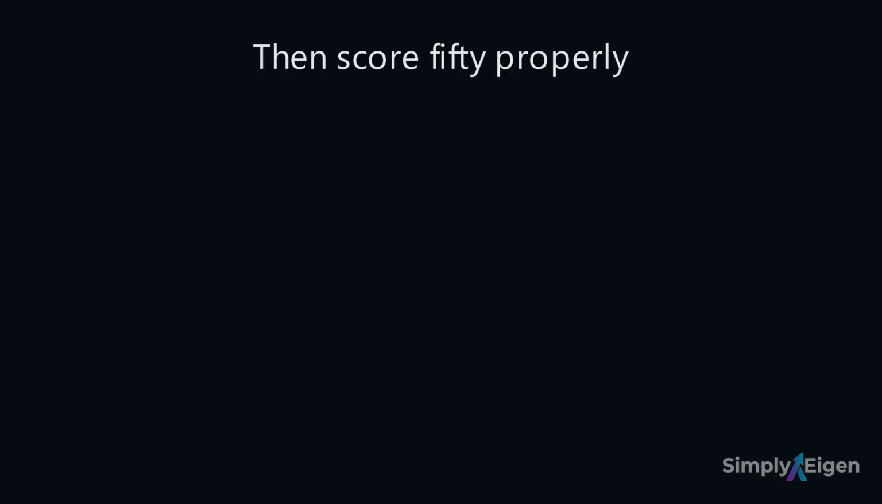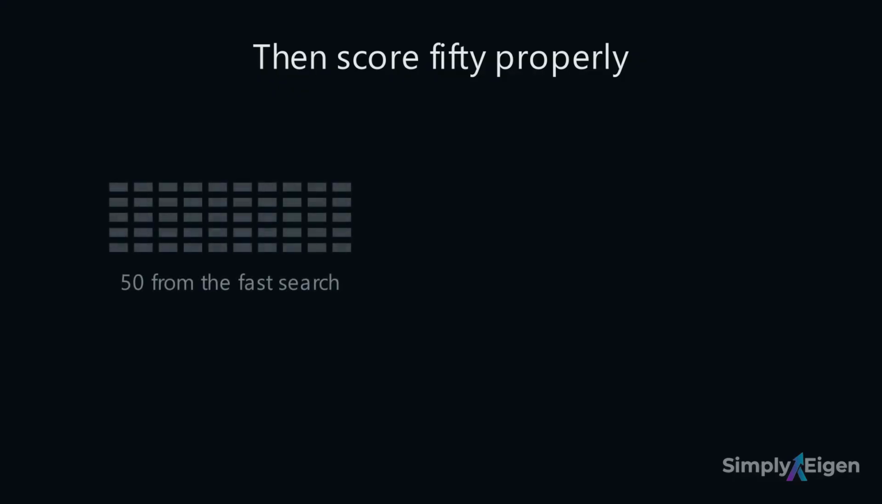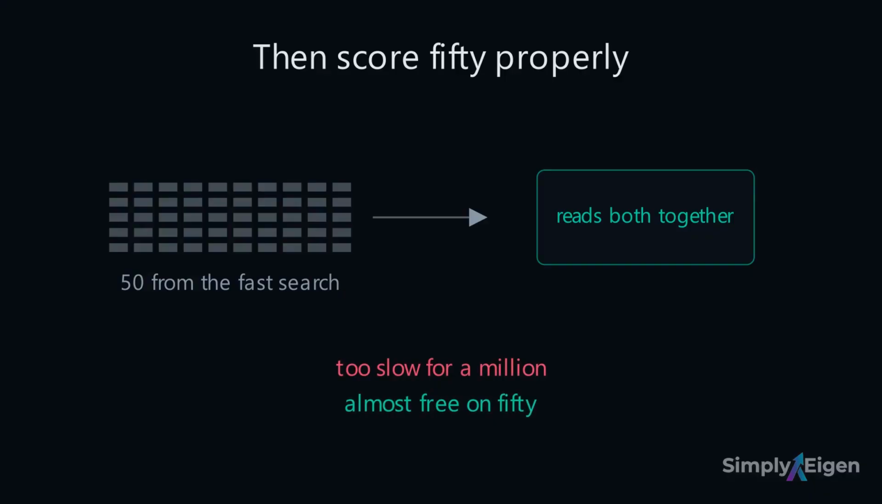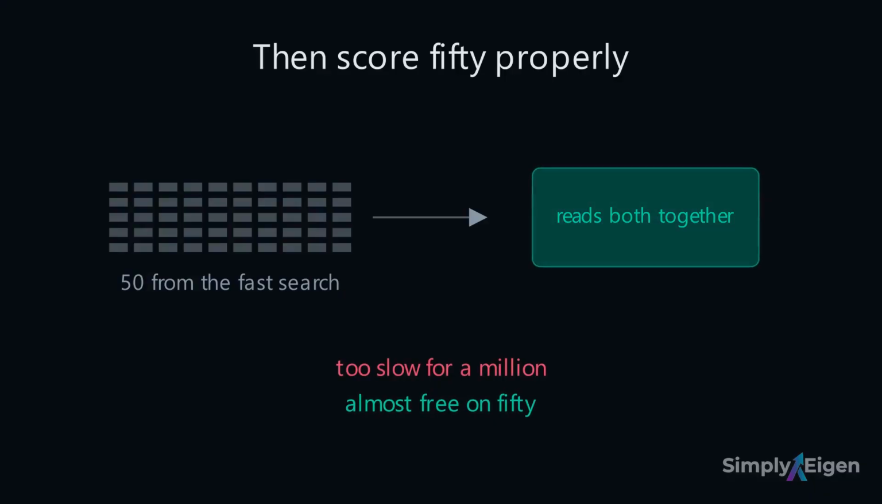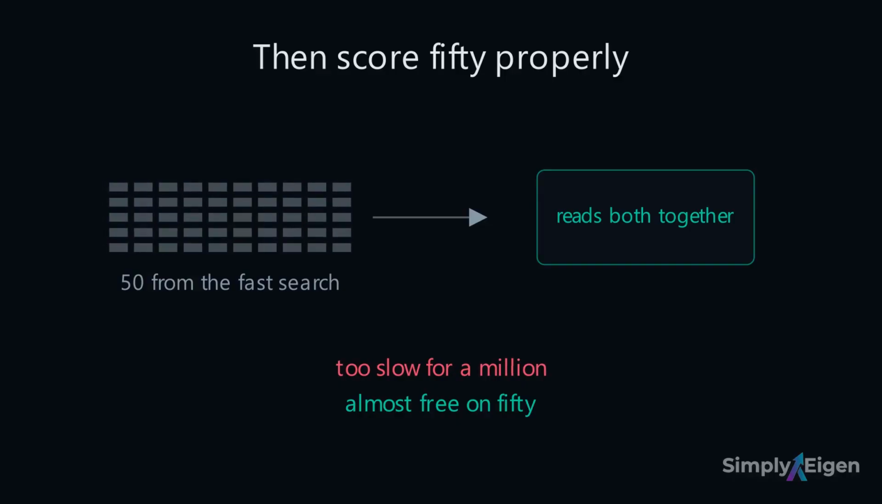And because everything so far has been approximate, most serious systems add one honest step at the end. Take the 50 passages the fast search returned and score those 50 properly, with a second model that reads the question and the passage together, rather than comparing two lists of numbers. It is far too slow to run on 1,000,000. On 50 it costs almost nothing, and it reorders the short list into something much closer to right.